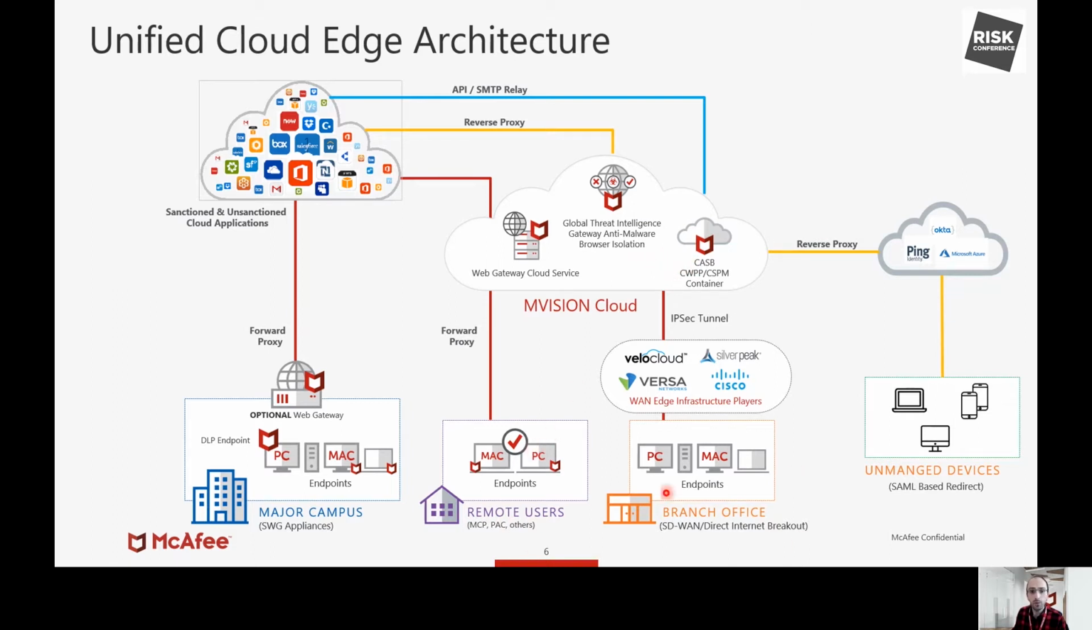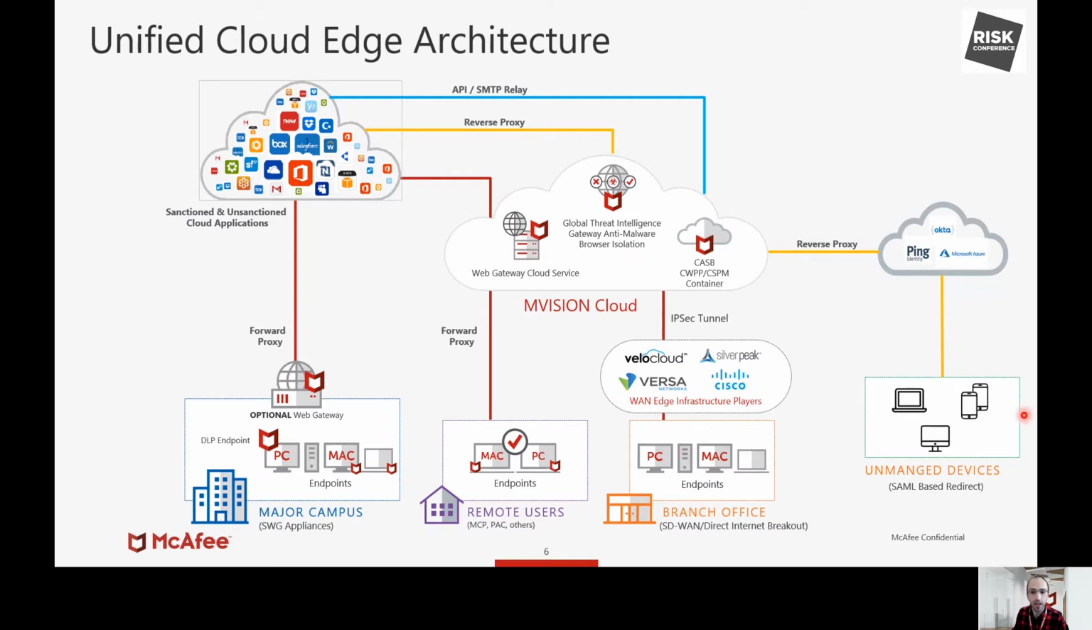Now, moving towards the branch offices, these offices can be connected through one edge infrastructure players, and these are names that we work with, and they will have their own traffic secured thanks to IPsec tunnels, which can be established through Web Gateway Cloud Service.